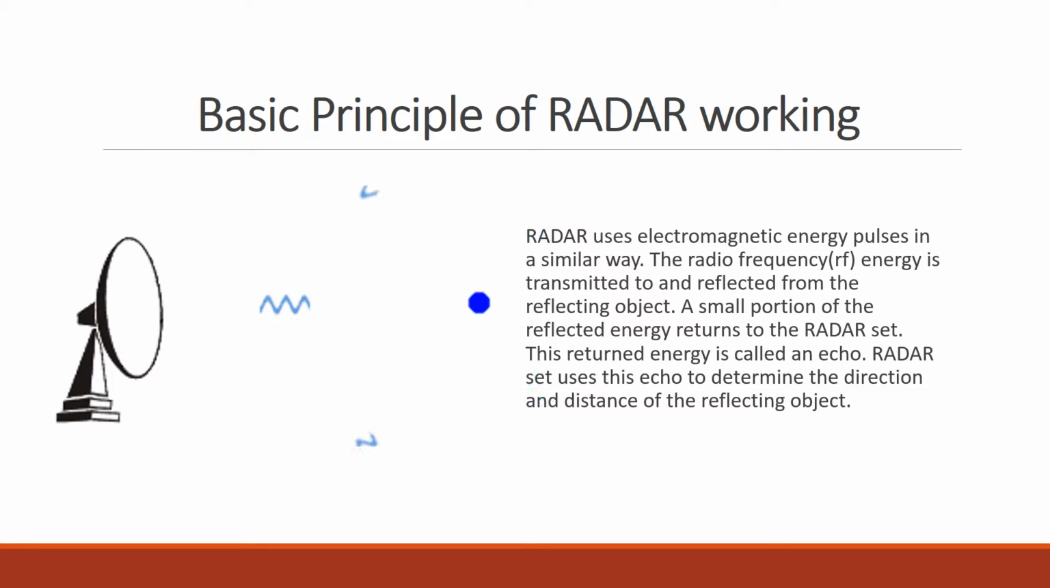Radar uses electromagnetic energy pulses in a similar way. The radio frequency, RF, energy is transmitted to and reflected from the reflecting object. A small portion of the reflected energy returns to the radar set. This returned energy is called an echo. The radar set uses this echo to determine the direction and the distance of the reflecting object.